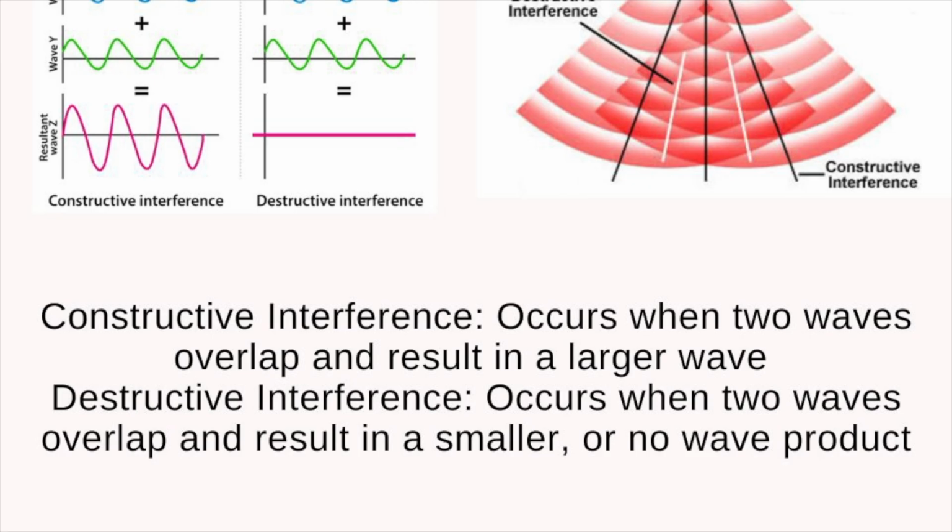A constructive interference occurs when two waves overlap and result in a larger wave. Destructive interference occurs when two waves overlap and result in a smaller or no wave product. As we can see on the illustration on the right, we had phases or points where destructive interference occurred. And looking at the outer parts of these waves, we can see that there was constructive interference.